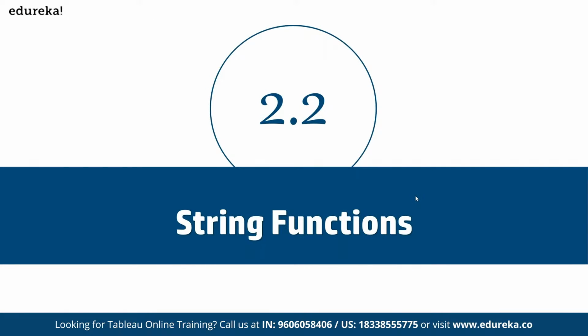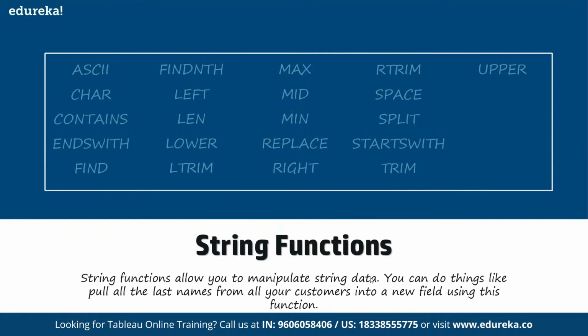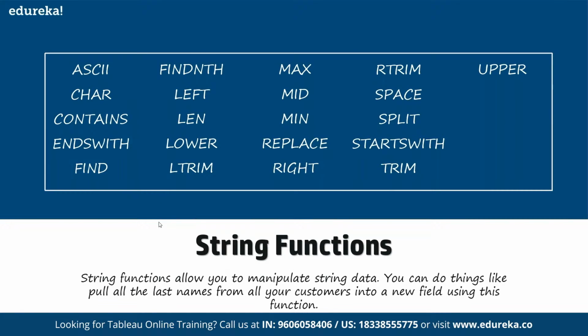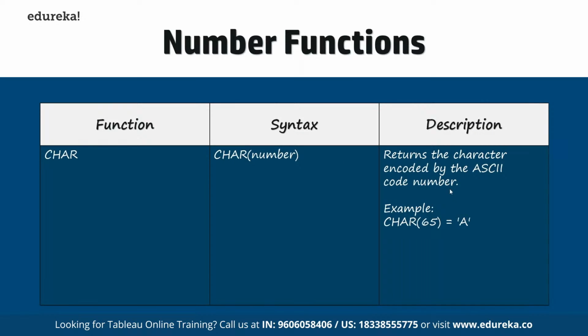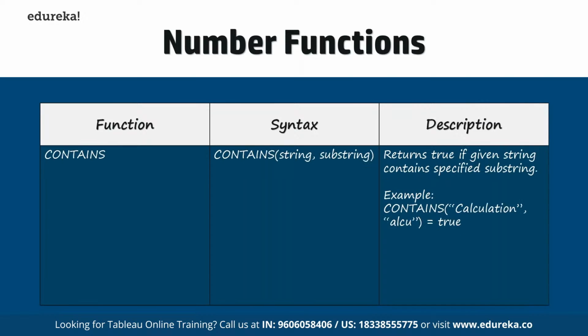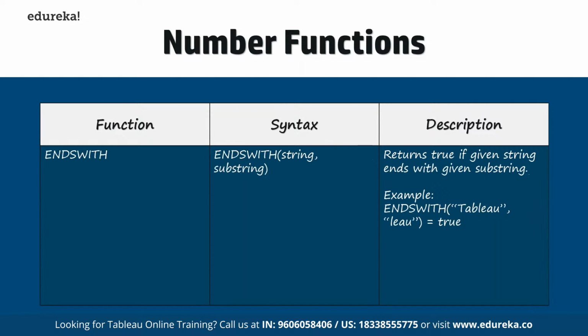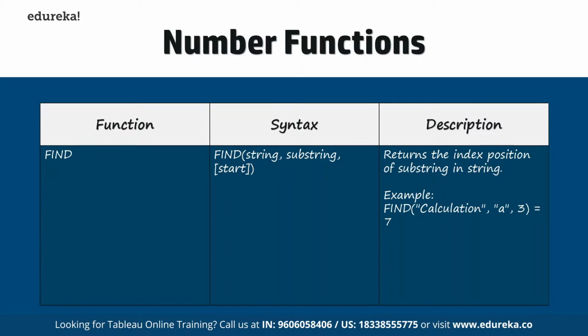Then we have string functions which help us manipulate the string data. So many functions are there, each function with a different purpose. ASCII returns the ASCII code for the first character in the string. Character, given the ASCII code, will give you the character. Contains will tell you whether or not a field contains a substring. Ends with will check whether a given string ends with a certain substring that you mention. Find the occurrence, index position of a substring. Where is this present? Okay.